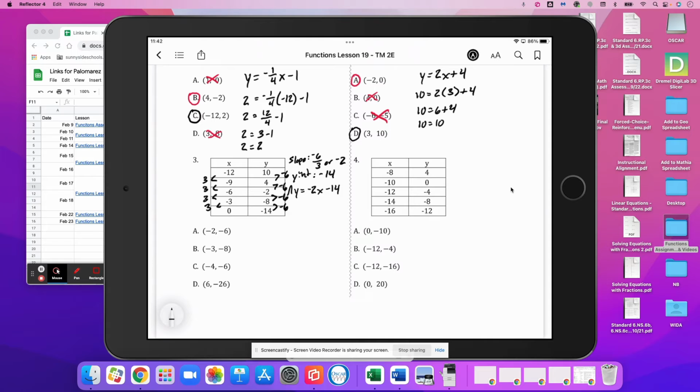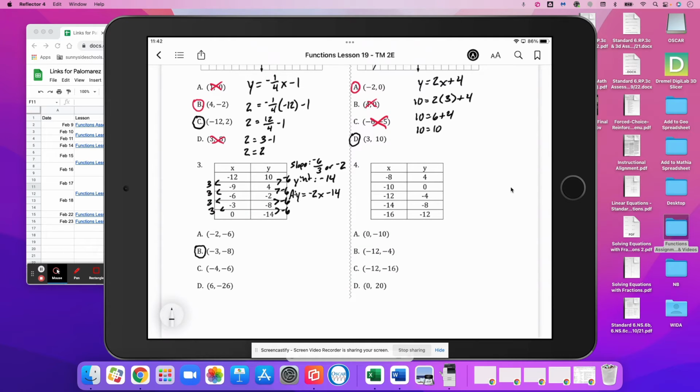And so we'll test point A, and we'll check actually first and see if any of these points are on the table already. It looks like negative 2, negative 6 is not there. Negative 3, negative 8 is there. So B is a solution. Negative 4, negative 6 is not there. And 6, negative 26 is not there. So we only have to test A, C, and D.